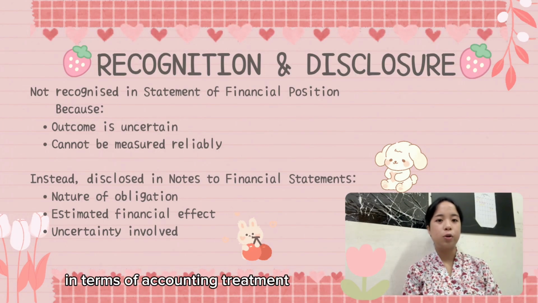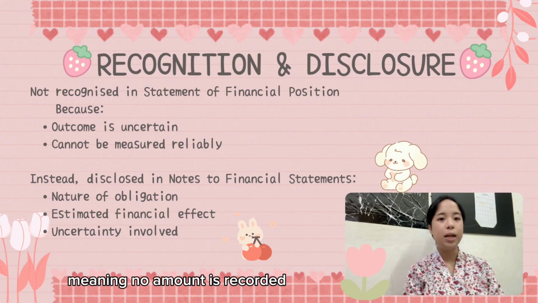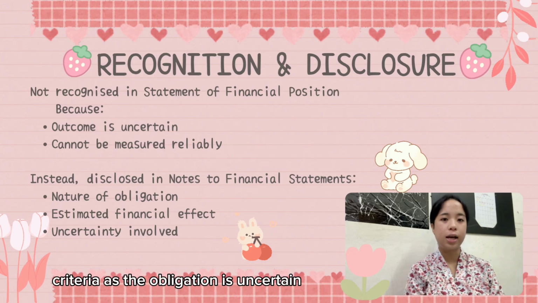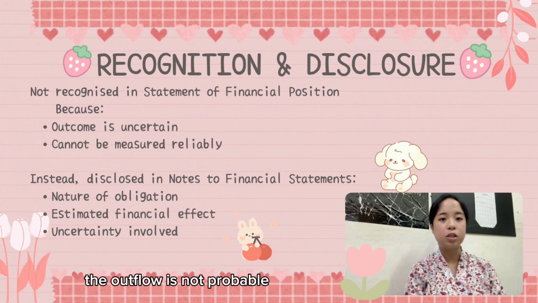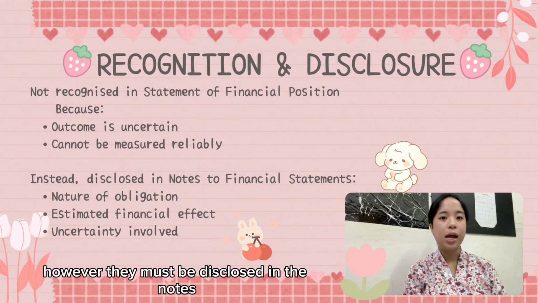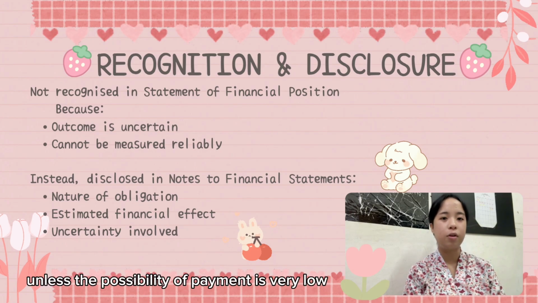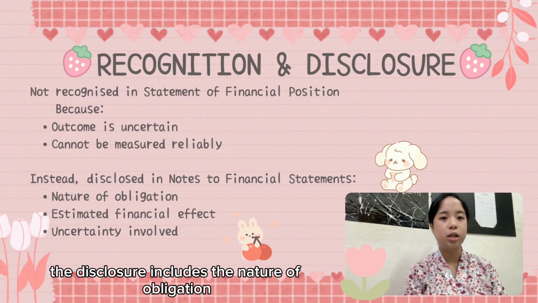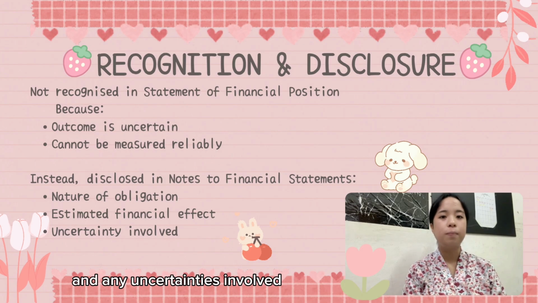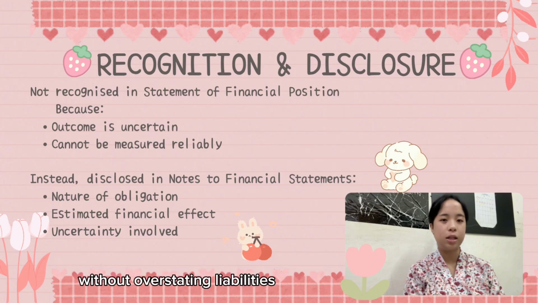In terms of accounting treatment, contingent liabilities are not recognized in the statement of financial position, meaning no amount is recorded. This is because they do not meet the recognition criteria, as the obligation is uncertain, the outflow is not probable, or the amount cannot be measured reliably. However, they must be disclosed in the notes to the financial statements unless the possibility of payment is very low. The disclosure includes the nature of the obligation, possible financial impact, and any uncertainties involved. This ensures that users are aware of potential risks without overstating liabilities.